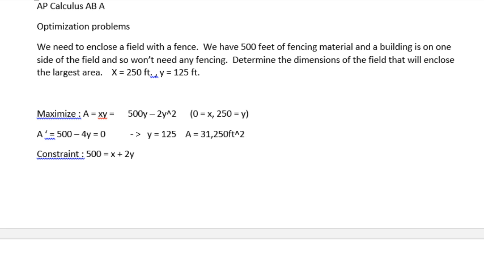But that's it for optimization. Just take your time, do your derivative, and make sure you have a maximization and constraint equation.